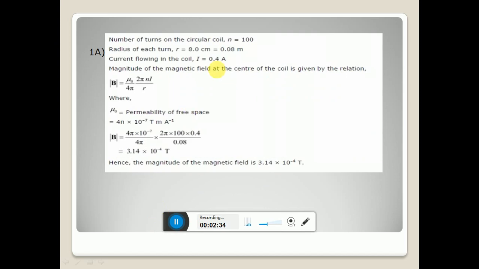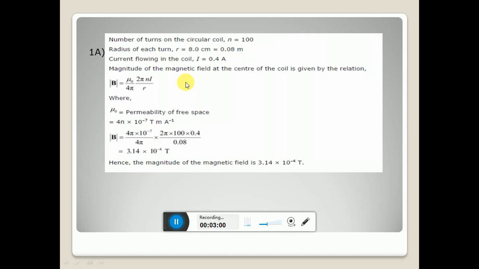So this is the answer for the first one. The number of turns is given as 100. The radius of the coil is 8 centimeters. I am already saying, if the unit is given in the CGS system, just convert it into the MKS system and then do the solution. Otherwise, whatever answer you get will not be a correct one.